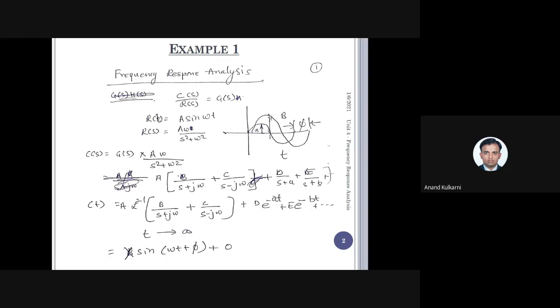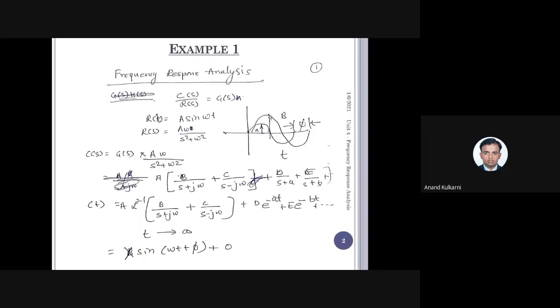Now here if you put r of s is equal to A omega by s square plus omega square, and c of s can be written as r of s into g of s. G of s I have kept as it is, whereas this is A into omega divided by s square plus omega square. Now to get c of t, I have to do partial fractions like in time response analysis. I will write two partial fractions for s square plus omega square as s plus j omega into s minus j omega.